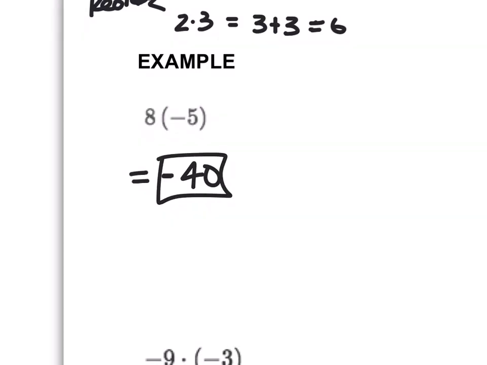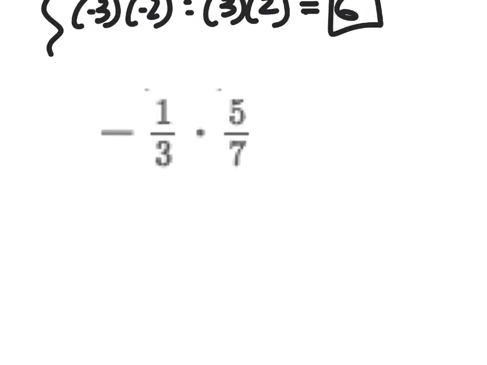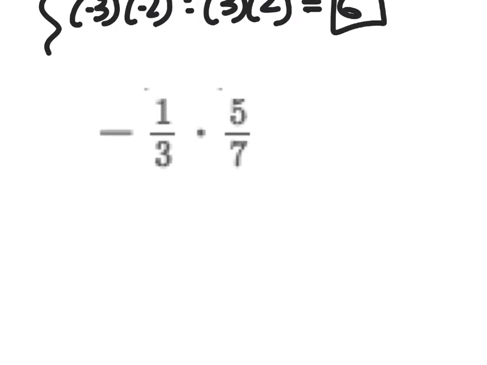Let's take a look at the next one. The next one is a fraction, negative 1/3 times 5/7. I know that my answer is going to be negative, because I have a negative number times a positive number. When I multiply fractions, we went over this on the other end, I just multiply across. So I take negative 1 times 5, which gives me negative 5, and then 3 times 7, which gives me 27.